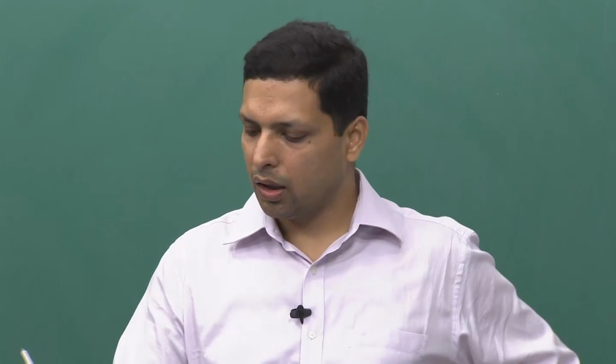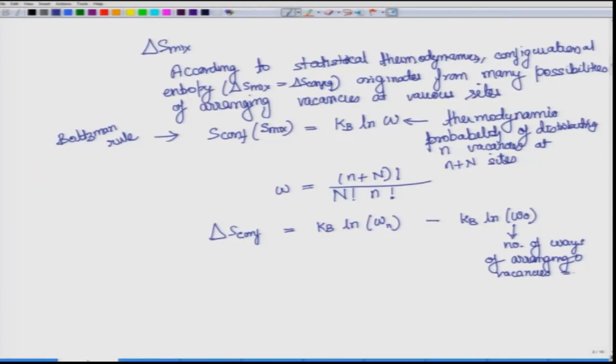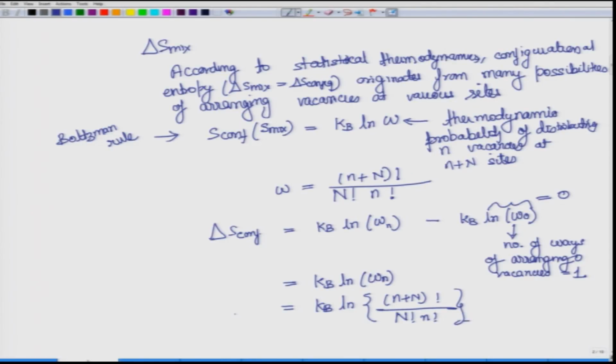So, there is only one way, and therefore, this W naught becomes equal to 1, and therefore, this ln W naught becomes equal to 0, ln 1 is equal to 0. Therefore, delta S configuration is now defined as KB ln W n. Now, we need to find this ln W n, which is already given here. So, it is KB ln n plus n factorial by n factorial by small n factorial. So, this is our delta S configuration.